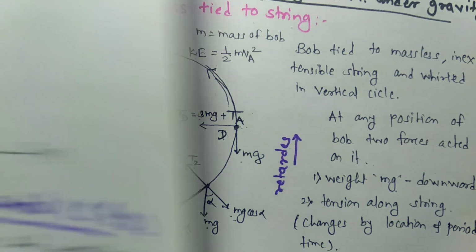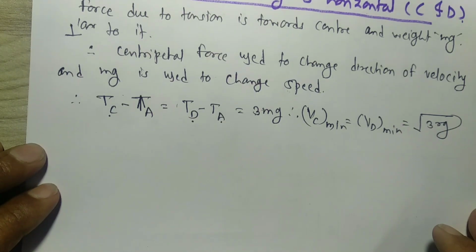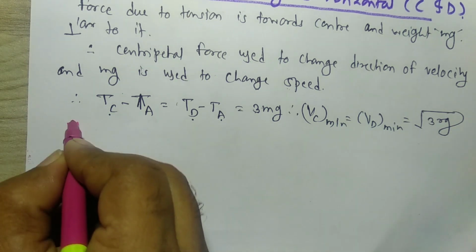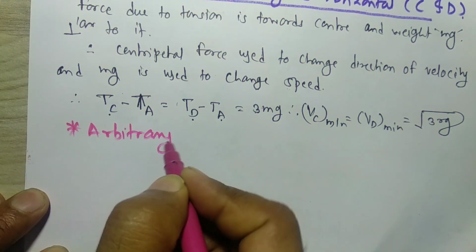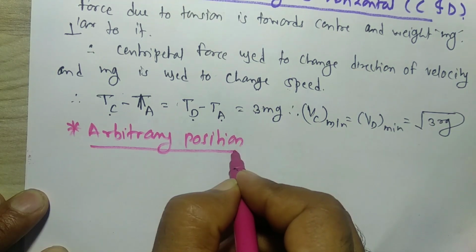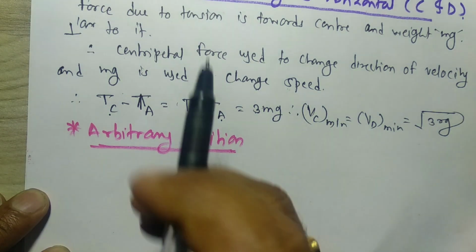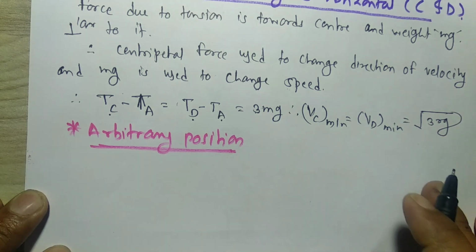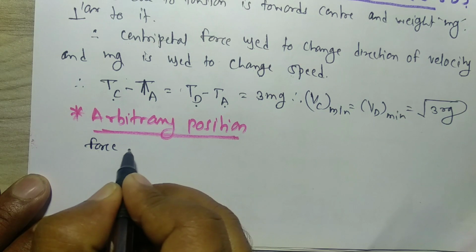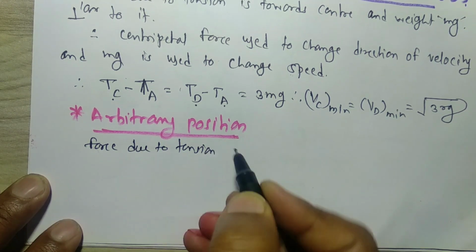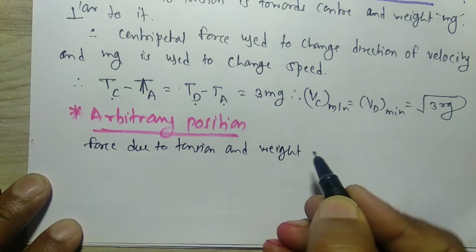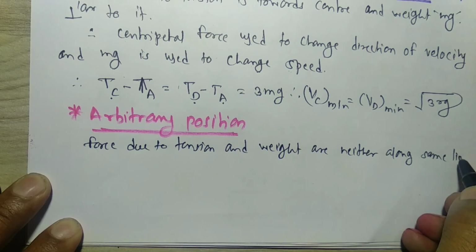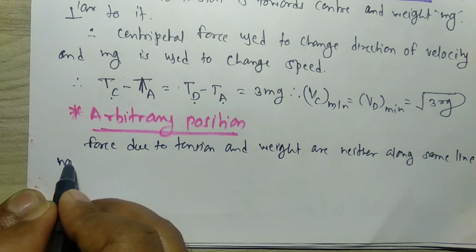And right now we are going with the arbitrary points. Arbitrary position means the positions other than point A, point B, point C and point D. At that time you will get that the force due to tension and weight are neither along the same line nor perpendicular to each other.